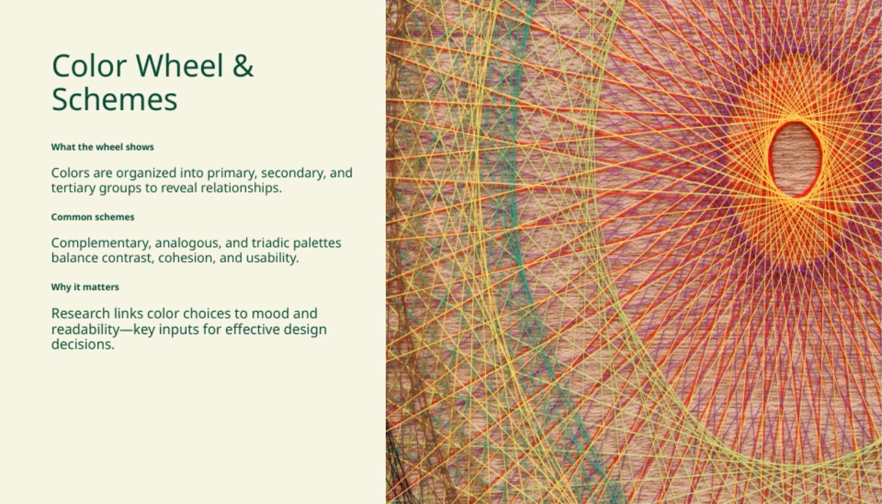These schemes guide us in choosing colors that work well together and support the overall message or purpose of the design. Now, let's talk about common schemes. Colors are typically organized into primary, secondary, and tertiary groups. This organization reveals the relationships between colors and helps designers understand how different hues interact with each other in a composition. And what does the color wheel show us? It's a visual tool that displays these relationships clearly. By understanding the color wheel and the schemes it presents, we can craft designs that are both visually appealing and effective in communicating our message.